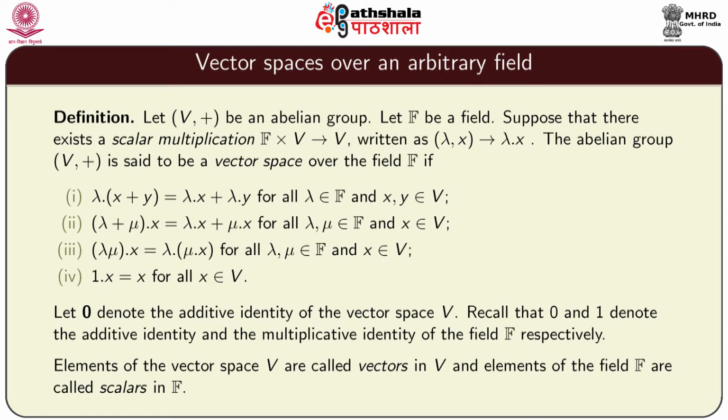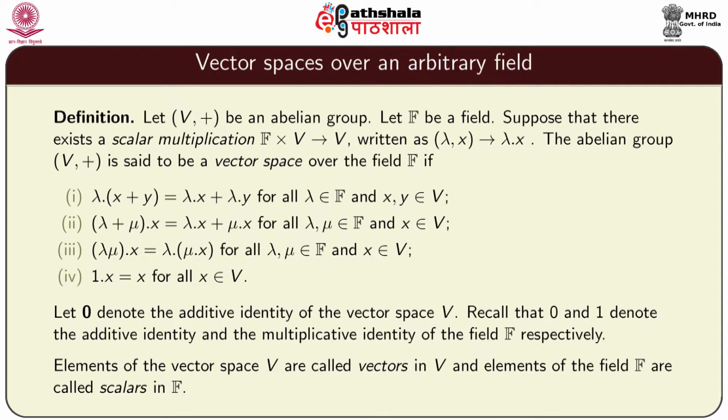Now, the abelian group (V, plus) is called a vector space over the field F if the following properties are satisfied, namely lambda dot (x plus y) is lambda dot x plus lambda dot y for all lambda in F and x, y in V. (Lambda plus mu) dot x is lambda dot x plus mu dot x for all lambda, mu in F and x in V. (Lambda mu) dot x is lambda dot (mu dot x) for all lambda, mu in F and x in V, and 1 dot x is x in V.